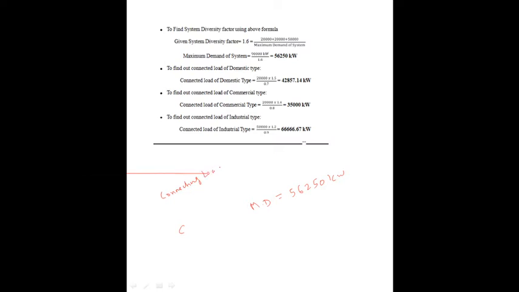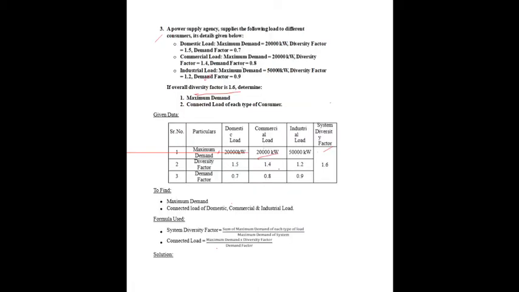Connecting load is given by maximum demand into diversity factor by demand factor. For domestic type, you can see in the previous, it is given the maximum demand is 20,000, and diversity factor for domestic load is given 1.5 and demand factor is given 0.7.